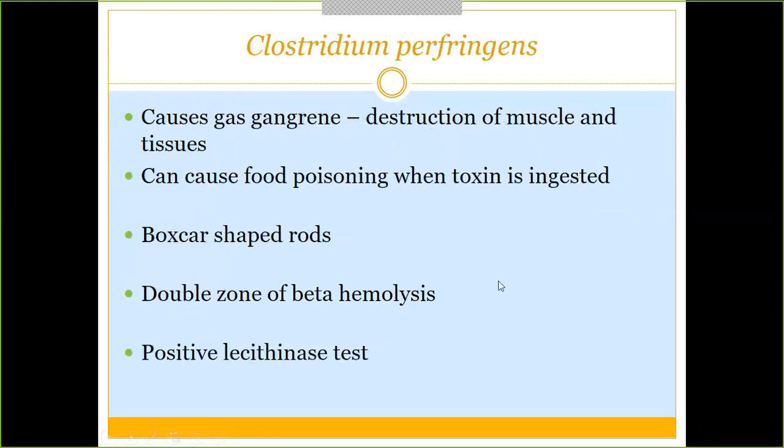Clostridium perfringens causes food poisoning and gas gangrene. Gas gangrene is basically a destruction of your muscle and tissues. There's some amazing pictures of that out there if you want to look those up. This will have what we call a double zone of beta hemolysis, and that is a very big characteristic for Clostridium perfringens, is that double zone of beta hemolysis. Very unique to this one.